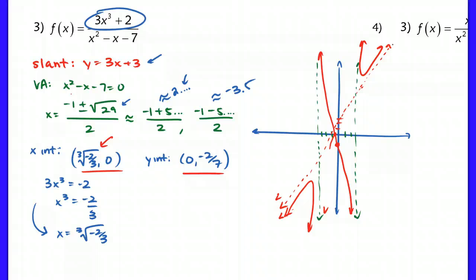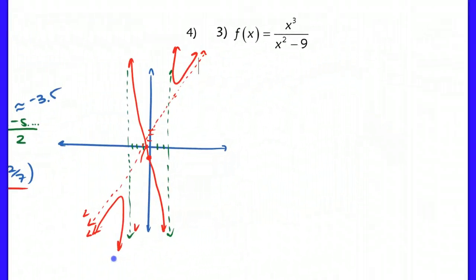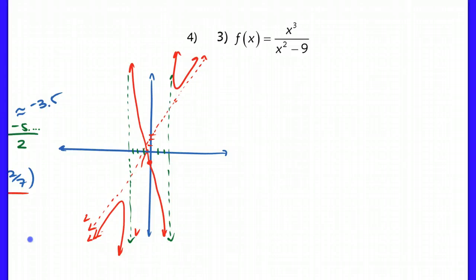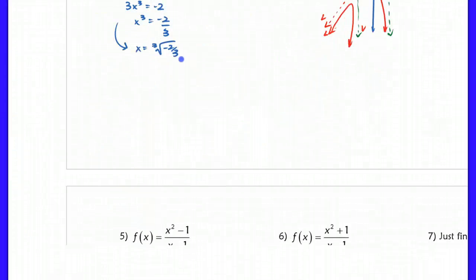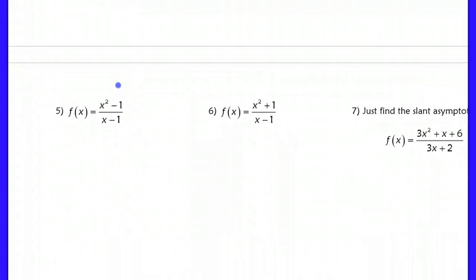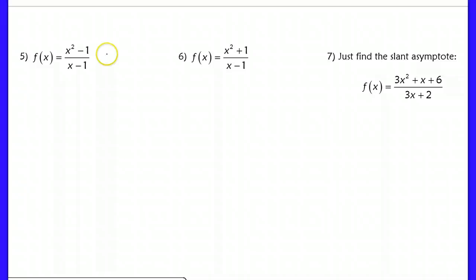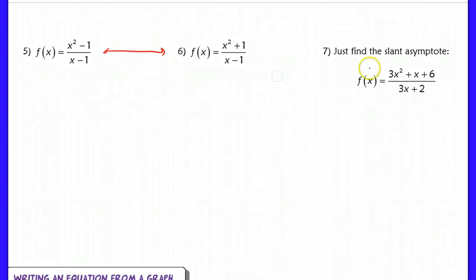Alright, next problem. I would like you guys to try this one on your own and check with the key, okay? There's also a few problems down here, 5, 6, and 7, that I would like you guys to do. Just be careful on 5 and 6 what you do first. Make sure you're always factoring first. And then for number 7, just find the slant asymptote just to practice that you can do the long division, okay?